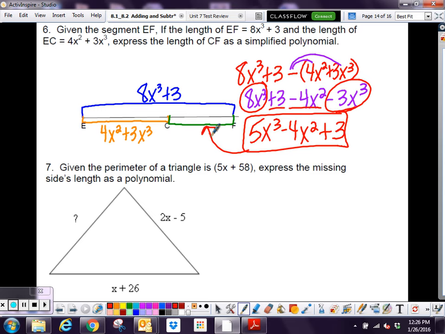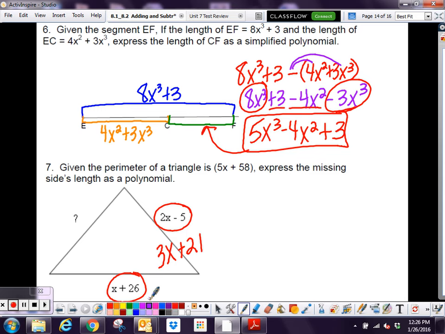Okay, number 7. Given the perimeter of a triangle is 5x plus 58, express the missing side length as a polynomial. Okay, so this is the same idea. I need to take the whole thing and I need to subtract out what I have. So let's go ahead and add up these two sides that we have. I have 2x and an x, so that's going to get me 3x. And then I have a 26 and a minus 5, which is going to get me 21. Okay, so those two sides added together is 3x plus 21.